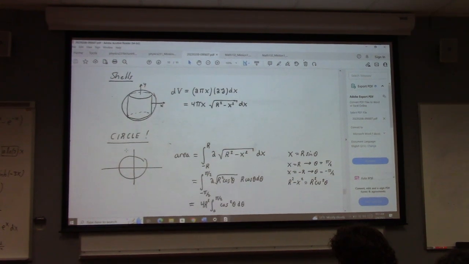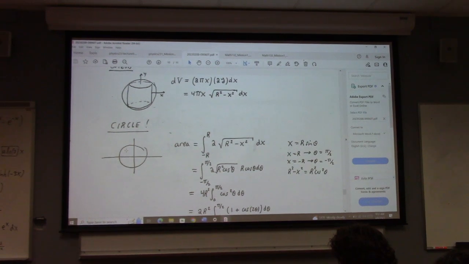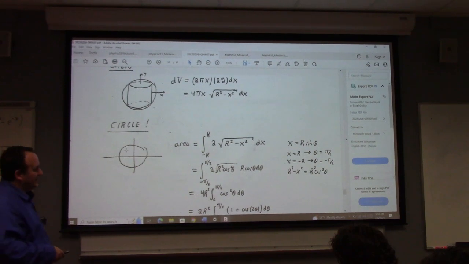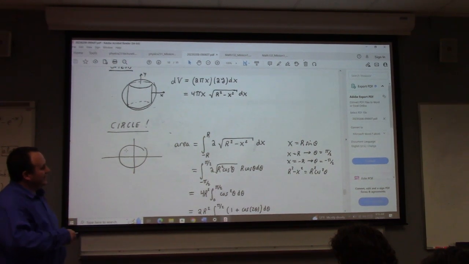And then for shells, if you use shells on the sphere, shells gives you 4 pi x radical of r squared minus x squared. Again, yeah, I could do a trig substitution here, but by golly, I shouldn't, because that's a u substitution, right? I just let u equal the thing inside the radical. So again, the integral could be done with u substitution. So what I was thinking of, and I didn't connect the dots, was a circle. That's what I wanted to put down.